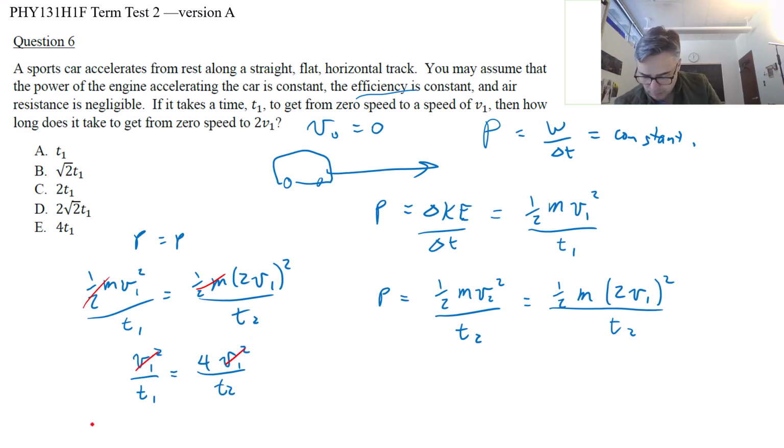Dividing both sides by v1 squared, you get 1 over t1 equals 4 over t2. Cross multiply, and you get t2 is equal to 4 times t1.